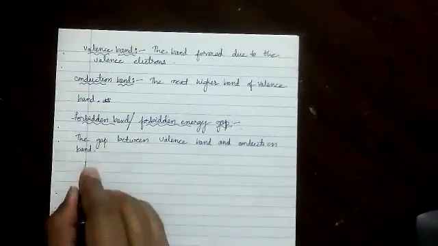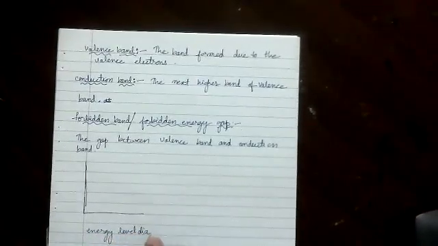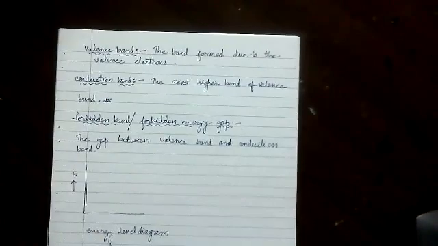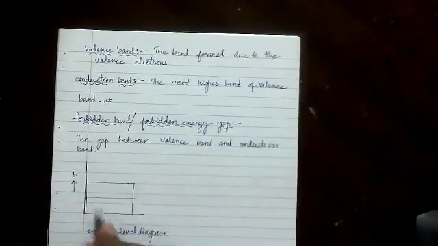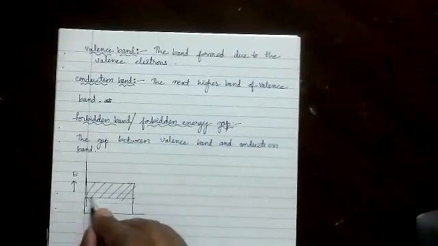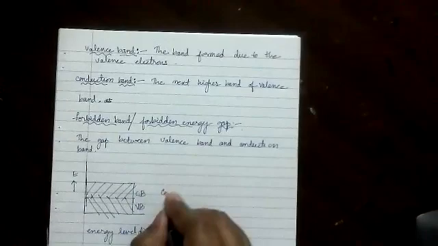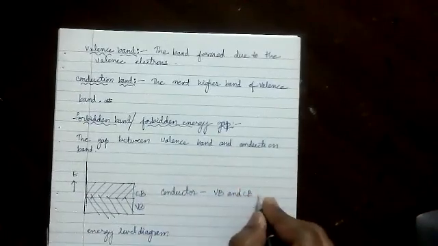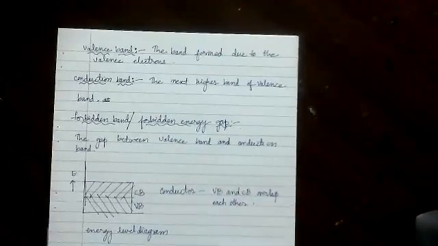For example, suppose I am taking the energy level diagram. If you are drawing the energy level diagram for conductors, insulators and semiconductors, this axis is the energy of the electron. Now if I am taking conductors, in conductors what will happen? This one and this one both will overlap like this. That means the valence band and the conduction band overlap each other. This happens in conductors. Next one is what?